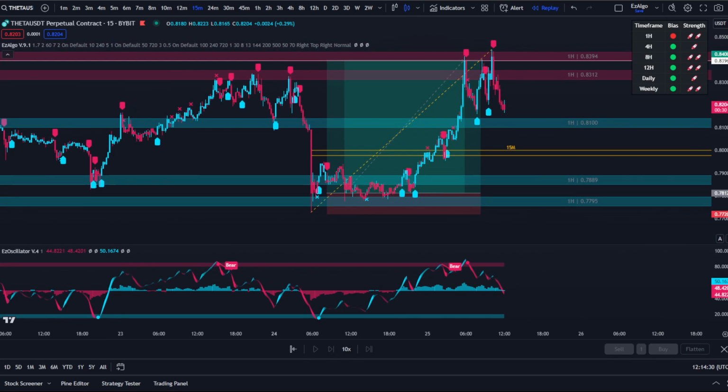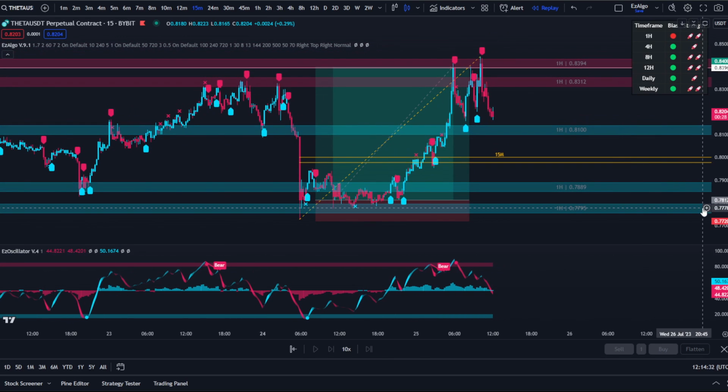So that is it for the strategy. Let me know if you guys have any questions down in the comment section below. I think this is pretty straightforward. Like I said, the beauty of this strategy is that the risk to reward is oftentimes very high.